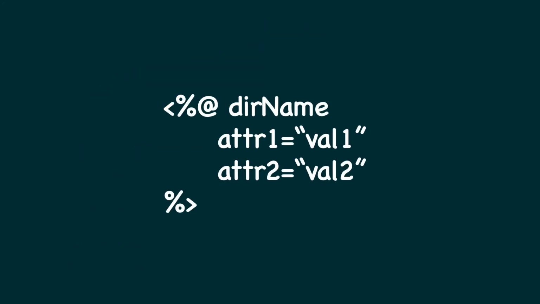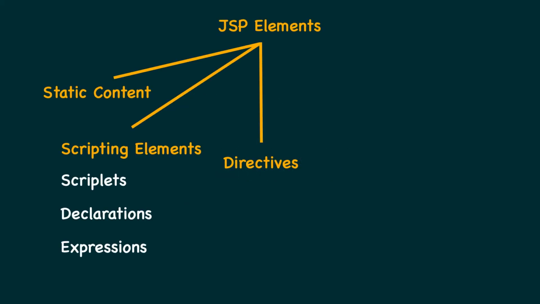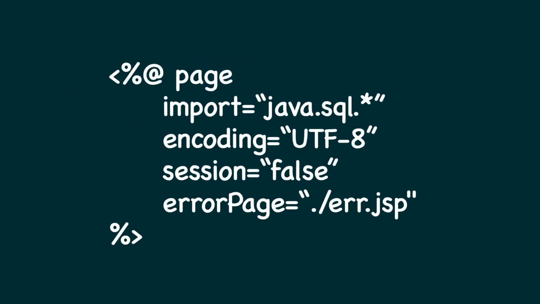So a directive basically has the syntax of less than percent at, followed by the name of the directive, and then a bunch of attributes in the form of key value pairs. The most commonly used directives are page, include, and taglib. A page directive basically controls the appearance of the page.